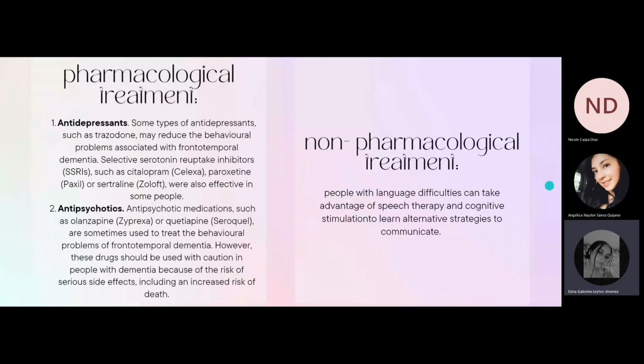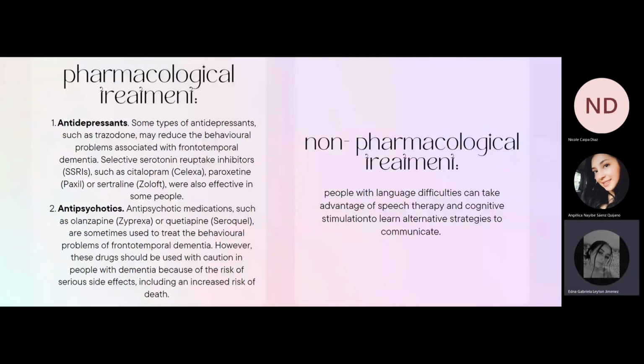The pharmacological and non-pharmacological treatment: there is currently no cure or specific treatment for frontotemporal dementia. Medications used to treat or delay Alzheimer's disease do not seem to work for people with frontotemporal dementia, and some may worsen the symptoms of the condition, but certain medications can help control symptoms. 1. Antidepressants. Some types of antidepressants, such as trazodone, may reduce the behavioral problems associated with frontotemporal dementia. Selective serotonin reuptake inhibitors, such as citalopram, paroxetine, or sertraline, were also effective in some people.